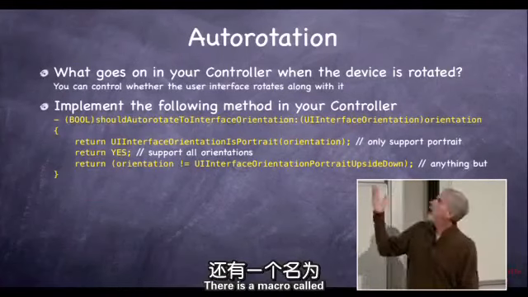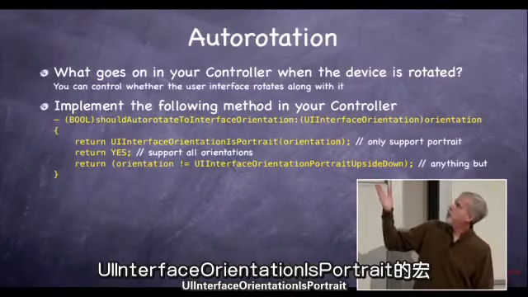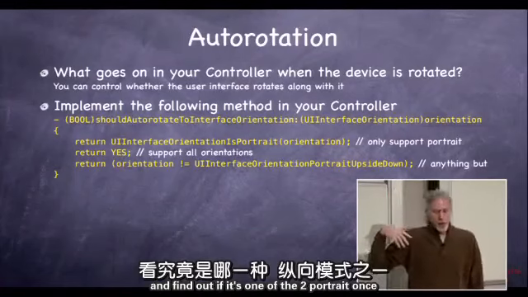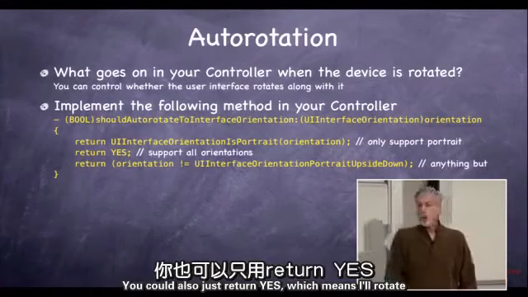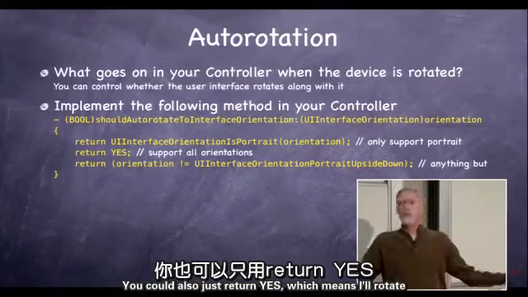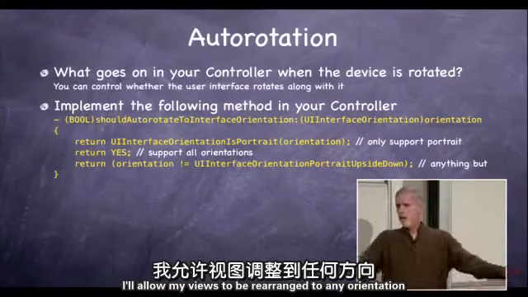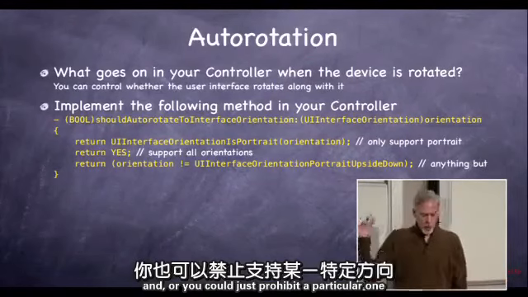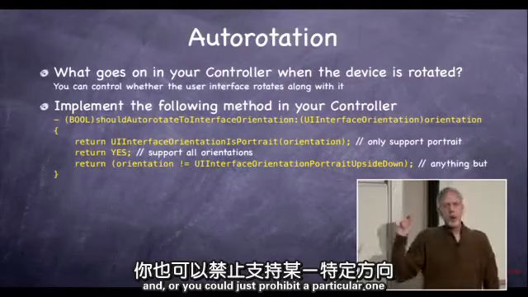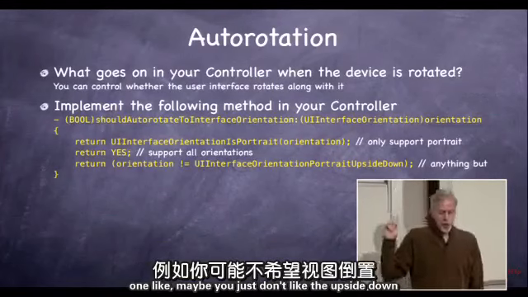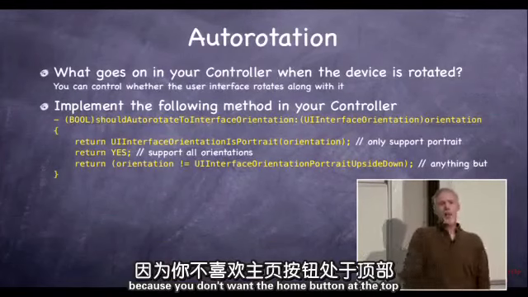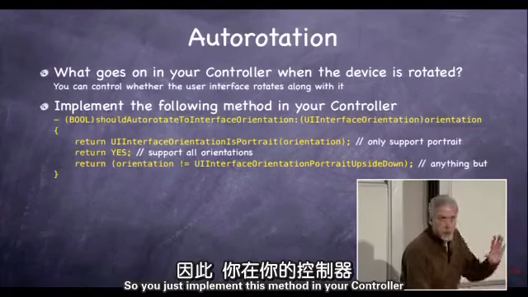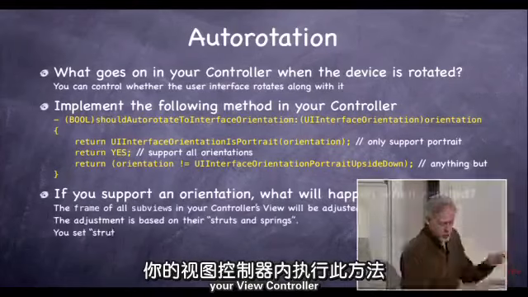There's a macro called UIInterfaceOrientationIsPortrait, so you could pass the orientation to that macro and find out if it's one of the two portrait ones. You could also just return yes, which means I'll rotate to any orientation. I'll allow my views to be rearranged to any orientation. Or you could just prohibit one particular one, like maybe you just don't like upside down because you don't want the home button on the top. But you'll allow landscape and you'll allow normal portrait, okay? So you just implement this method in your view controller.